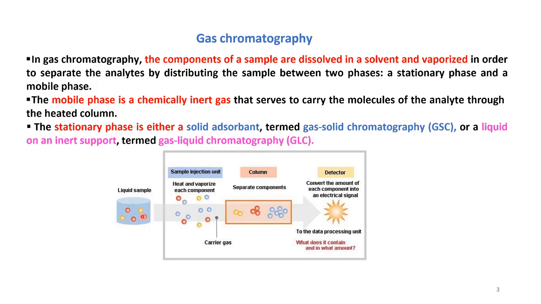First, the liquid sample has to be vaporized. So it is heated, the solvent gets vaporized, and we have the molecules left. In the column, they get separated depending upon their migration rate. Then we have a detector which converts the amount of each component into an electrical signal. This goes to the PC, and we get the data depending upon their detection time.